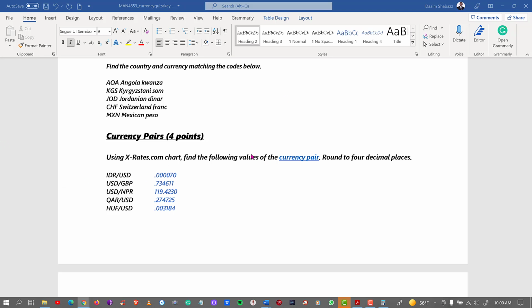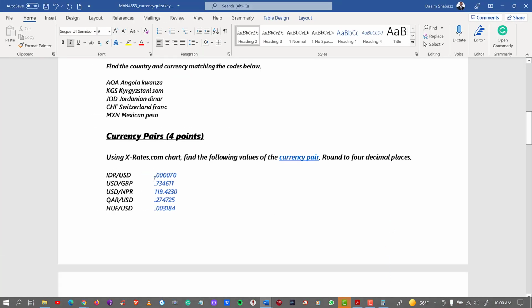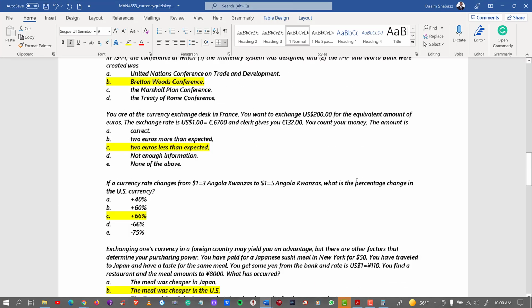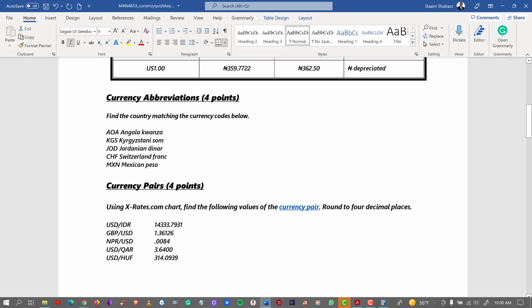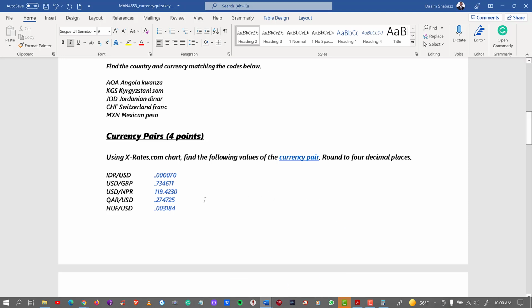And so on the next set of problems, and these were the same on both quizzes. These countries were the same. Now for the currency pairs, these currency pairs were reversed. So in currency B, you had USD to IDR, and on A, you had IDR to USD. So let's look at this one first, and we are in need of the chart.